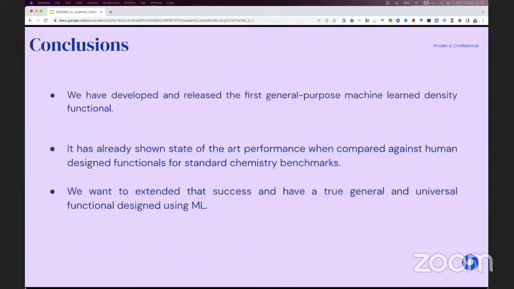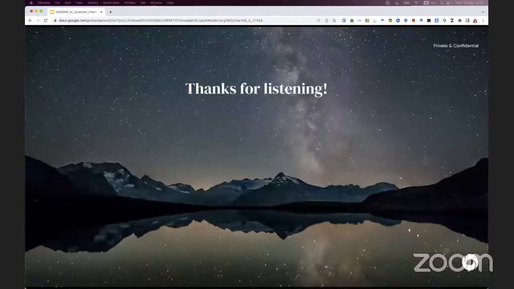So far, we have already developed and released a machine-learned functional that has shown state-of-the-art performance on chemical benchmarks, but we want to extend that success story to the rest of the periodic table, cover also metals, and also be efficient enough so that we can describe more exotic materials. And that's it.